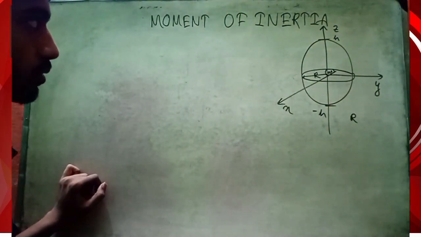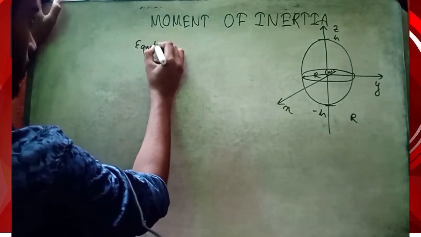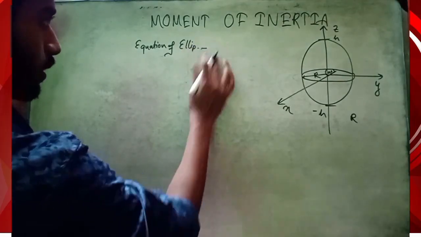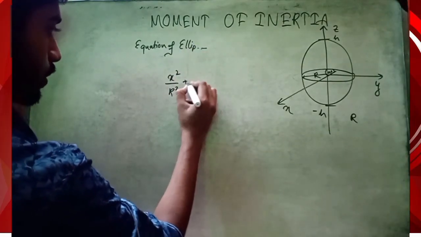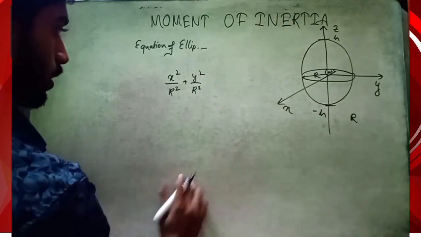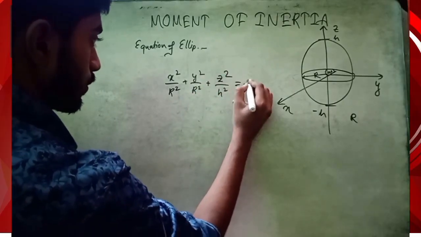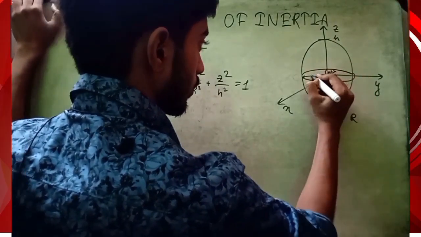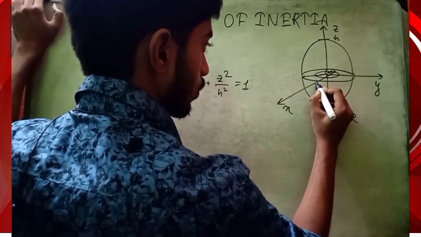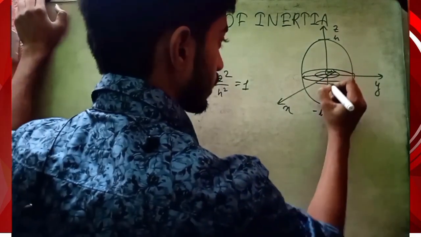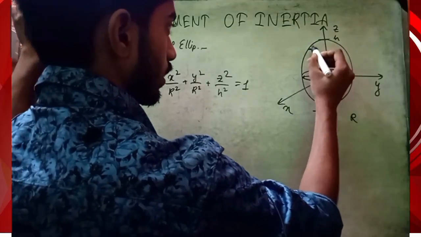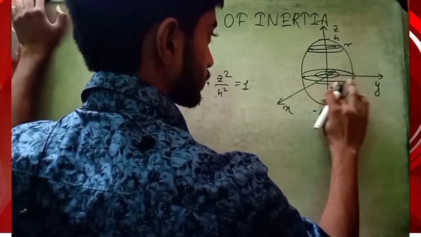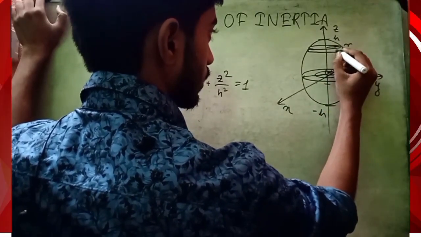Okay, so as we know, the equation of an ellipsoid is x square by R square plus y square by R square plus z square by h square, which equals 1. So let us take an elementary part whose breadth is dz. Here, assume an elementary part whose radius is smaller, and the breadth is dz.